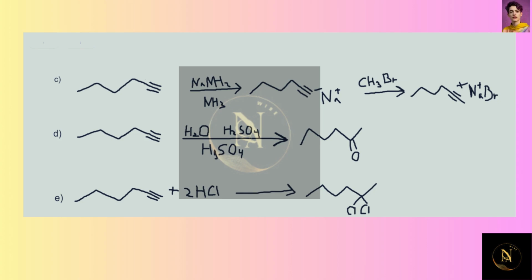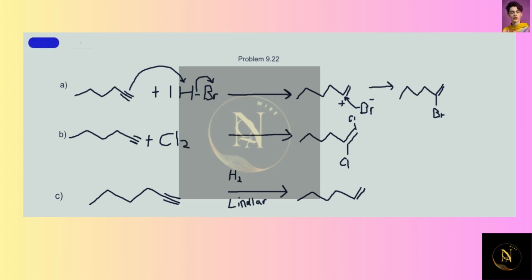So this is 2,2-dichlorohexane. And this has been a pretty good summary for most of the reactions in problem 9.22. This is a good one to go over and make sure you have it down before an exam.